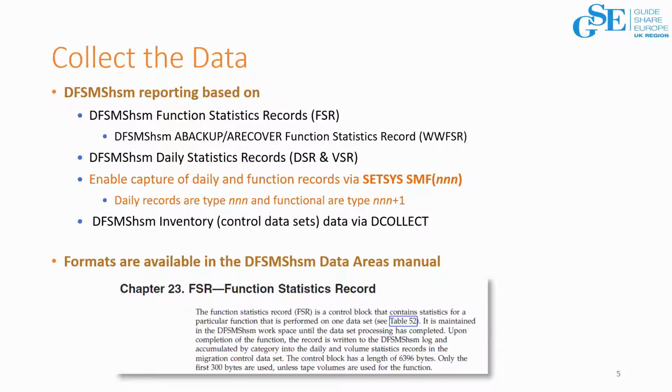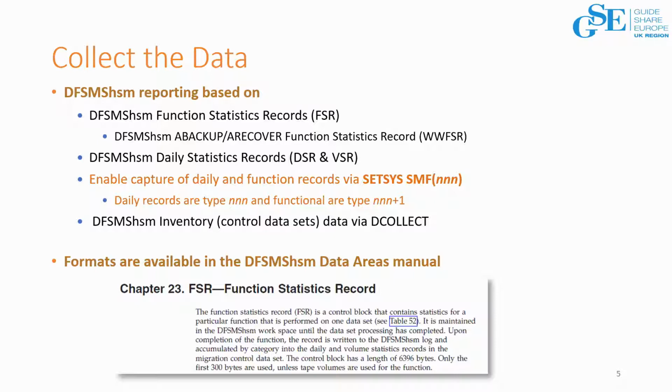It's recommended that you use type 240. HSM will use this record type that you specify on that SETSYS SMF command for the FSRs and DSRs, and then for the FSRs, HSM will increment that specified record type by 1. So if you specify the recommended 240, your FSR records would have type 241.